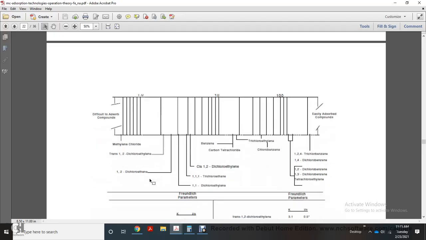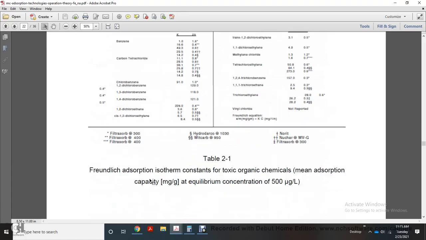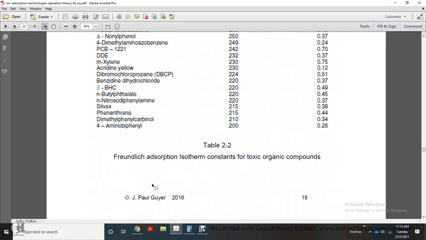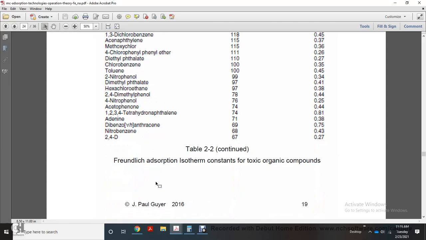This shows a picture of the Freundlich adsorption isotherm constants for toxic organic chemicals. A list of Freundlich adsorption isotherm constants for toxic organic compounds. Freundlich adsorption continued.